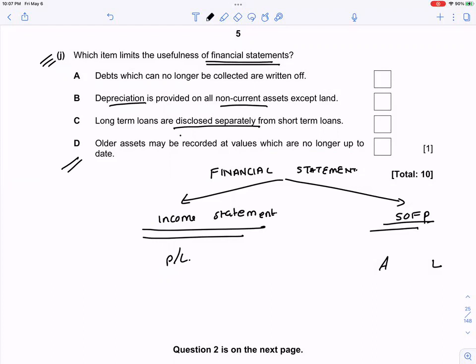So what is not making financial statements useful? A, debts which can no longer be collected are written off. Bad debts. So what do we have to do if we have any bad debts? Prisha, you answer.